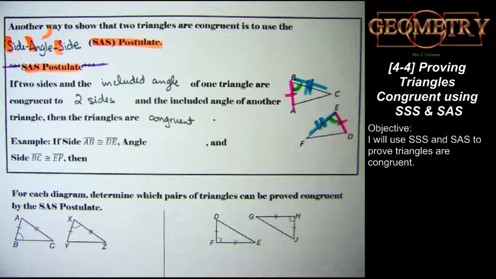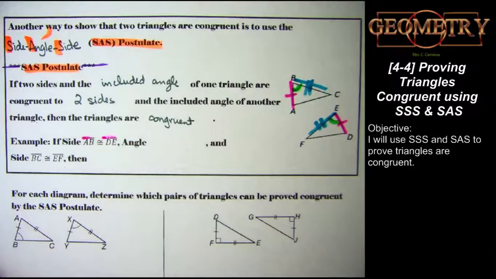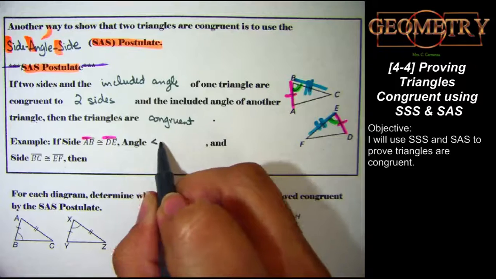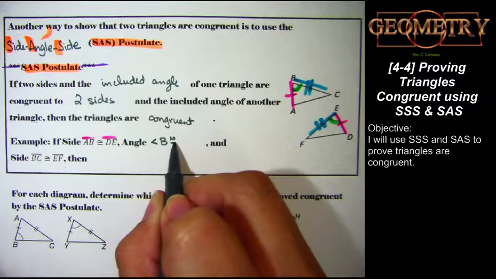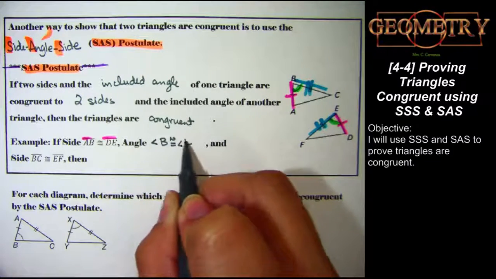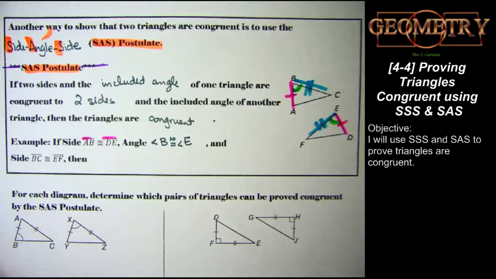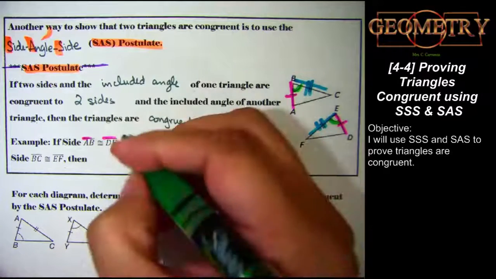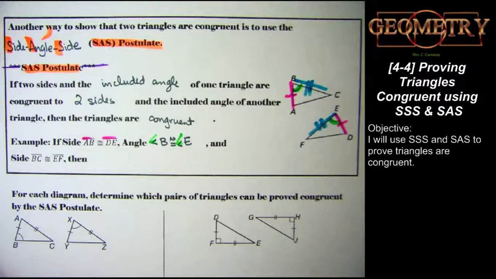Because if I threw in numbers, it would force those things to be the same numbers. And so if side AB is congruent to DE, angle ABC is congruent to angle E, and side BC is congruent to EF, then the triangles are congruent.